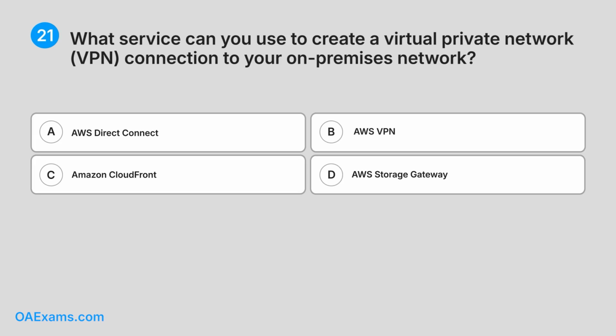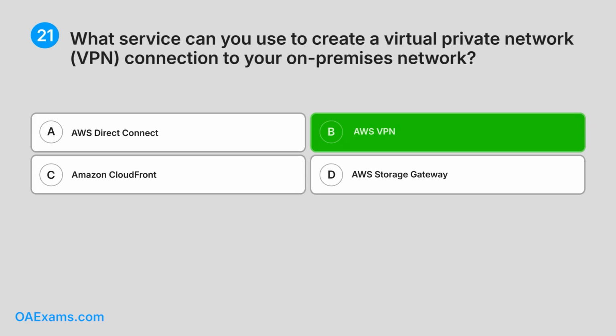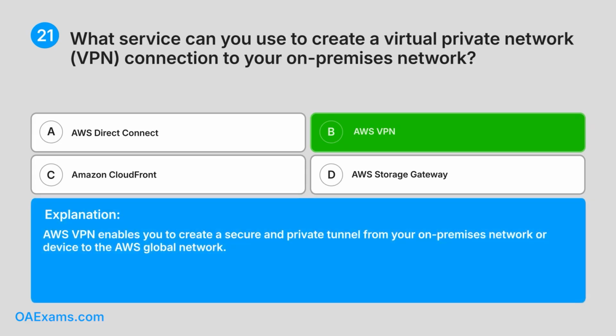Correct. Answer, B. Explanation: AWS VPN enables you to create a secure and private tunnel from your on-premises network or device to the AWS global network.